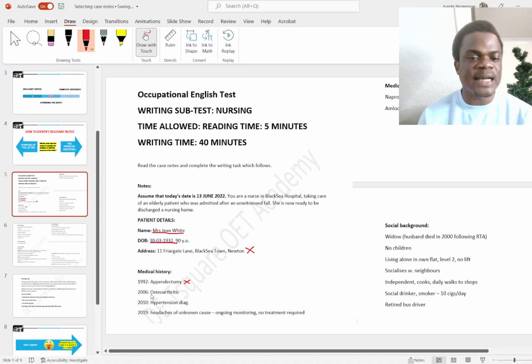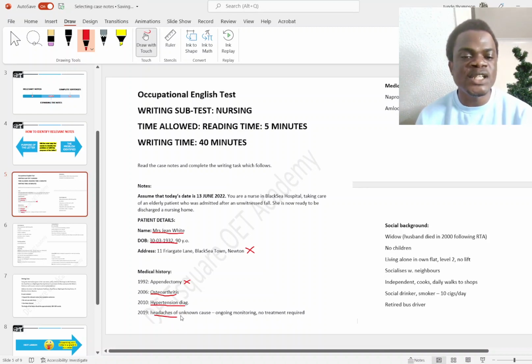Osteoarthritis is important because it's the patient's medical condition. As the nurse is monitoring the patient, you also have to be aware that this patient has osteoarthritis. This patient also has hypertension. The nurse should be aware. This patient has headaches. Although no treatment is required, the nurse should be aware that this issue is ongoing. In case the patient is in the nursing home and starts complaining of headaches, the nurse should be aware that this patient has this medical condition.